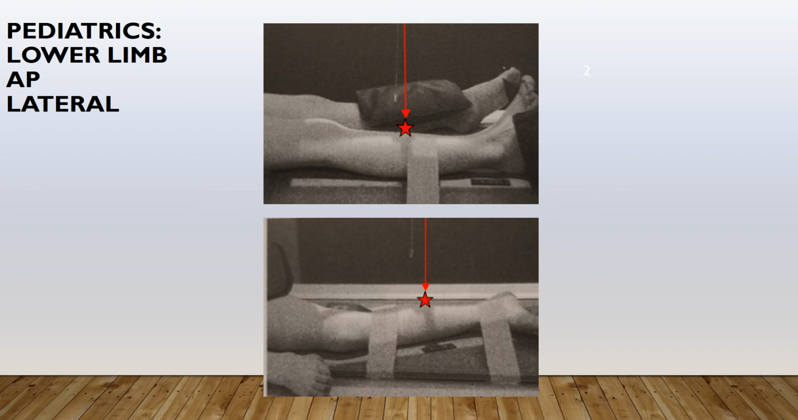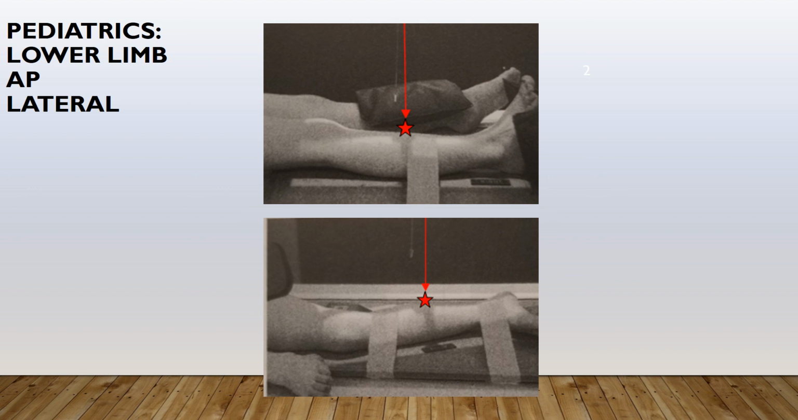Pediatrics, lower limb, AP and lateral. In the AP, the child should be supine, include the entire limb, shield over the pelvic area, and immobilize the arm and unaffected leg with a sandbag. The central ray is going to be perpendicular to the mid-limb.